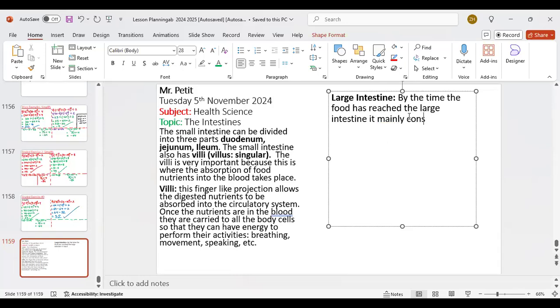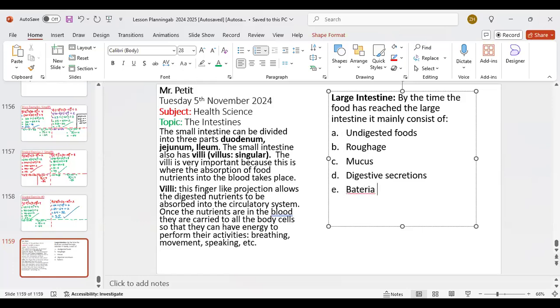it mainly consists of the following. Number one, undigested foods. Number two, roughage. Number three, mucus. Number four, digestive secretions. Number five, bacteria. A lot of bacteria in the large intestine. If you want to find a place where you can get bacteria, go to the large intestine.